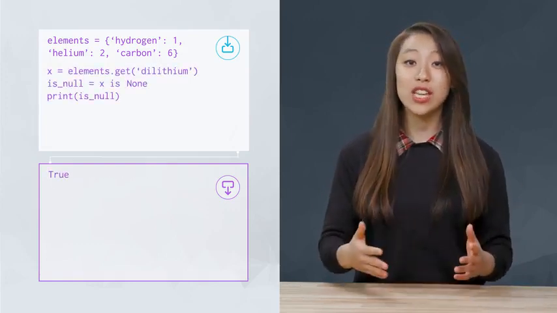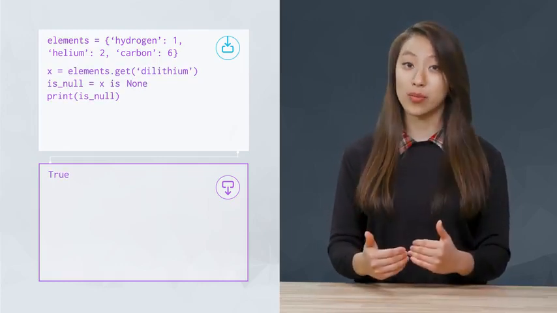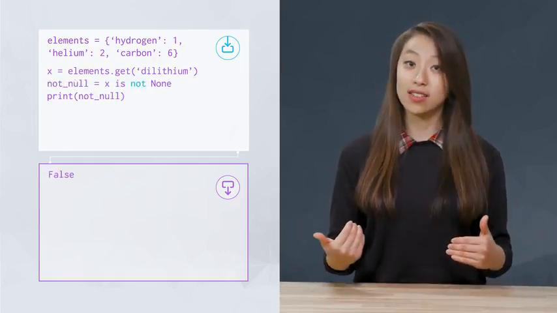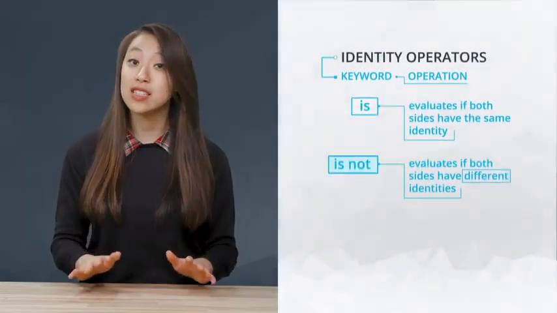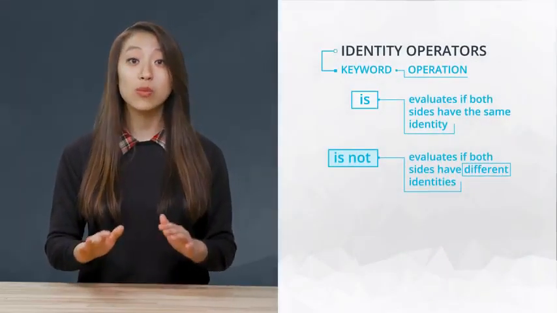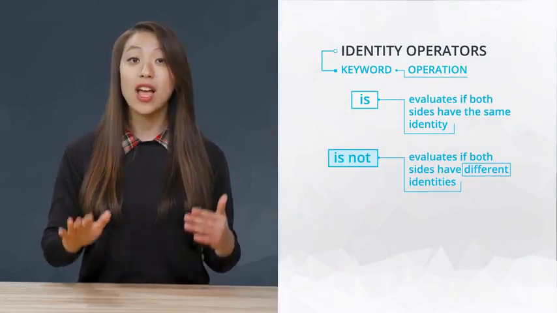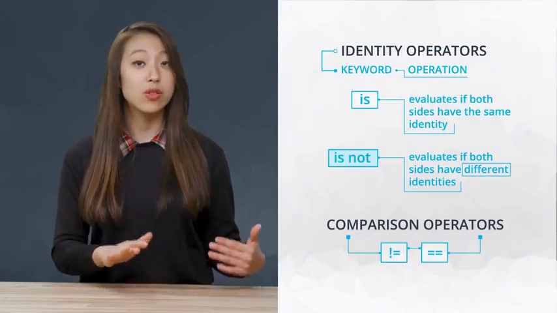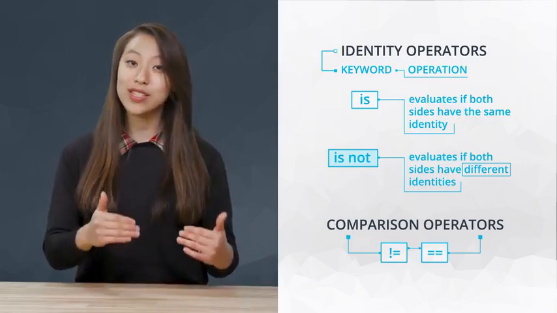You can check if a key returned None with the is operator, or you can check for the opposite using is not. These are called identity operators. You will learn more about identity operators and how they differ from using the equals to or not equals to comparison operators in the quizzes that follow.